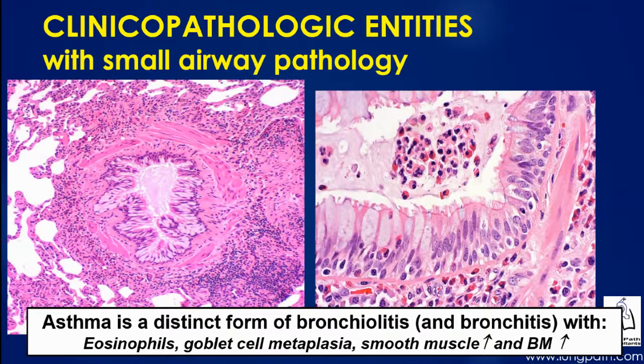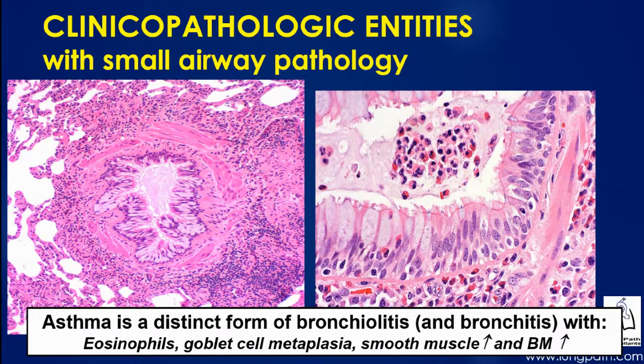We think of asthma as a totally separate entity, but in fact, asthma is really just a form of bronchiolitis and bronchitis that has the distinctive features of eosinophils, goblet cell metaplasia, and smooth muscle hyperplasia, and it doesn't show in this image basement membrane thickening. Clinicians think of this as a different disease, but really it's a distinct form of bronchiolitis. The reason I mention asthma is that it's common.